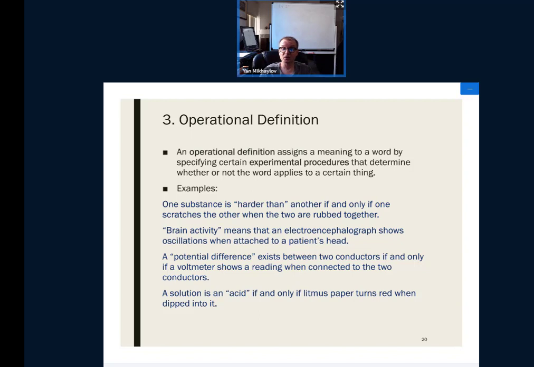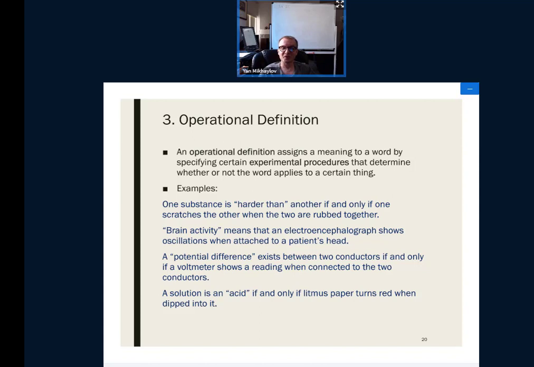One substance is harder than another if and only if one scratches the other when the two are rubbed together. So you rub them together. If one scratches the other, then it is harder. Brain activity means that an electroencephalograph shows oscillations when attached to a patient's head. So if you want to know if somebody has brain activity, you attach the electroencephalograph, and if there are oscillations, there's brain activity still there.